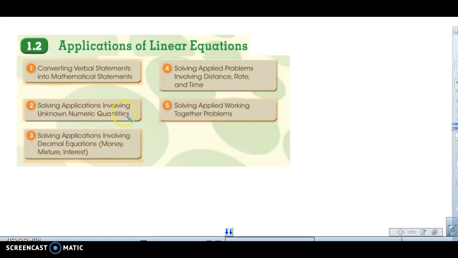Some I refer to as just translating problems, where you're translating the English words into mathematical statements, equations. We're going to be looking at problems involving decimals, money, mixture, and interest problems in that category. We'll be looking at distance, rate, and time problems using the distance formula. And we'll be looking at problems that are referred to as work problems, where you have two people or two machines working together to complete one job.